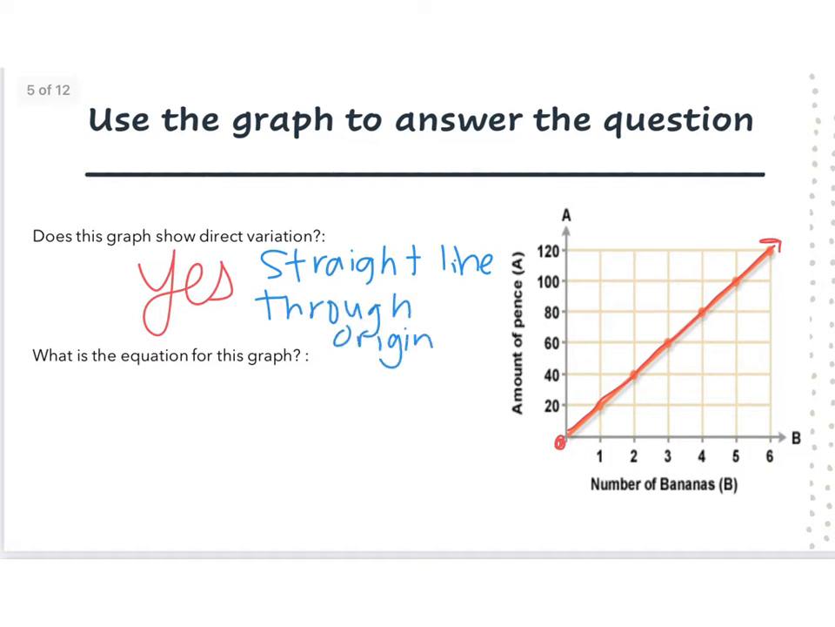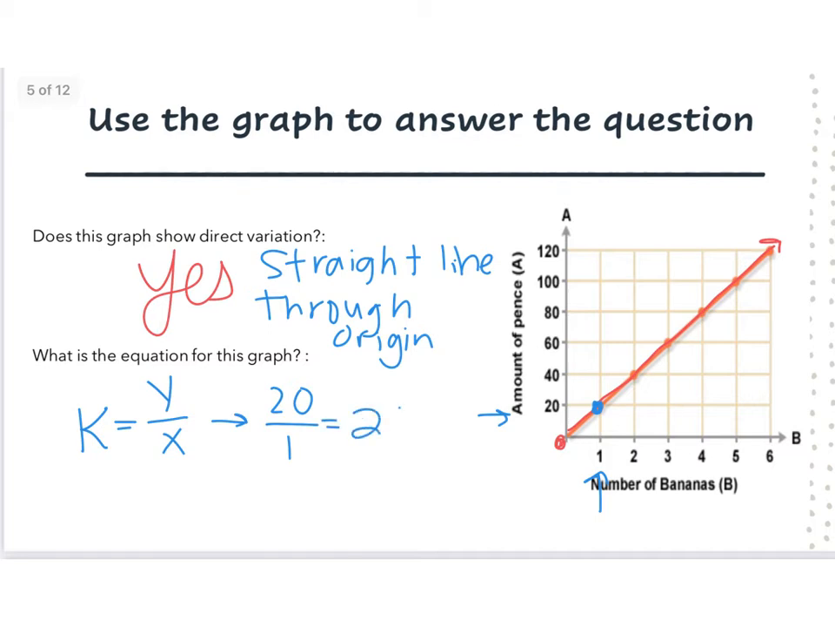which is 0, 0. Now, what is the equation for this graph? Since we know it's a straight line, that means it also is proportional, and that means that we can find a k-value. If you remember, to find the k-value, we always put our y's over our x's. Let's take a look at the first point that they plotted. Our y value here is 20, so that would be 20 over our x value for this first point, which is 1. Okay, so we get 20 for that first point.